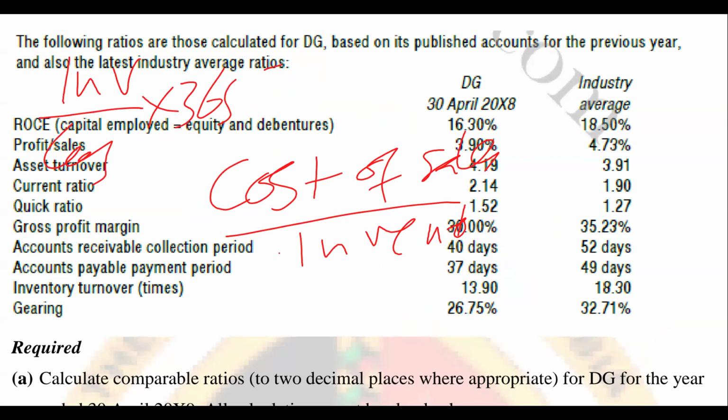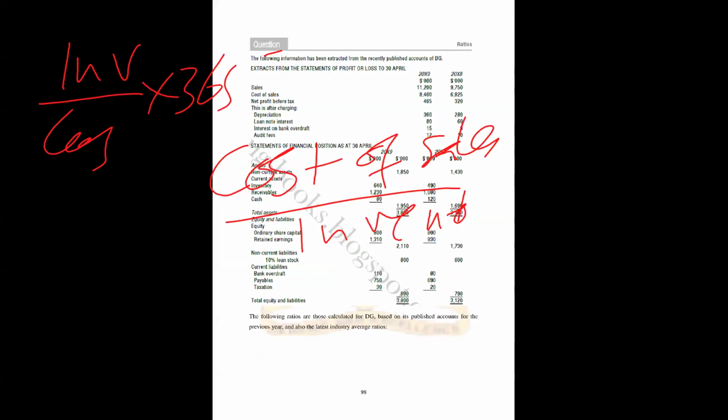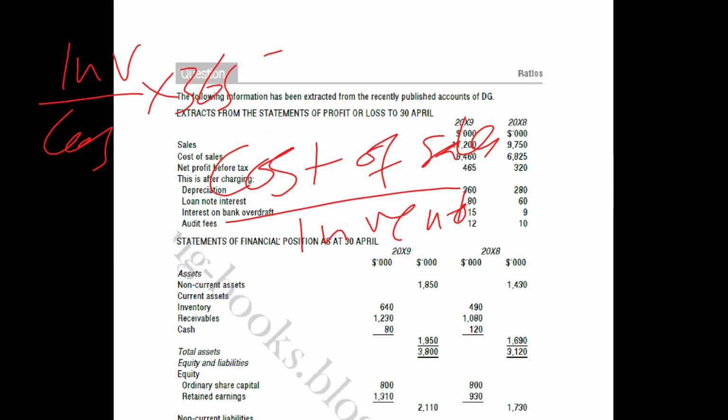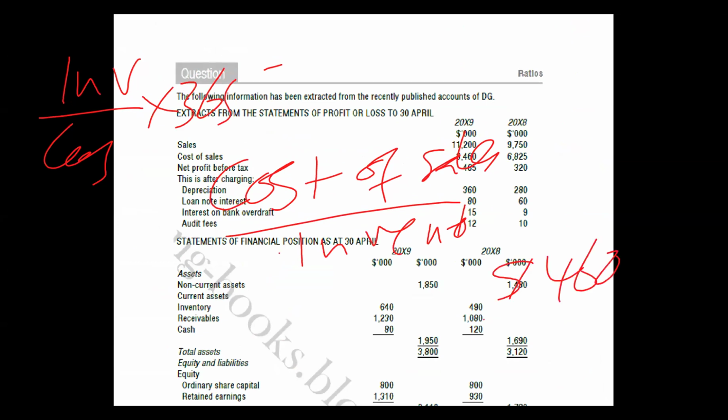So the cost of sales for 2019, we already have it. It is 8460 divided by the inventory. Inventory is the 640. Just that. So how many times are those? So it's a question of how long does it take for us to convert the inventory? How fast do we convert the inventories compared to last year and the industry? How many times?